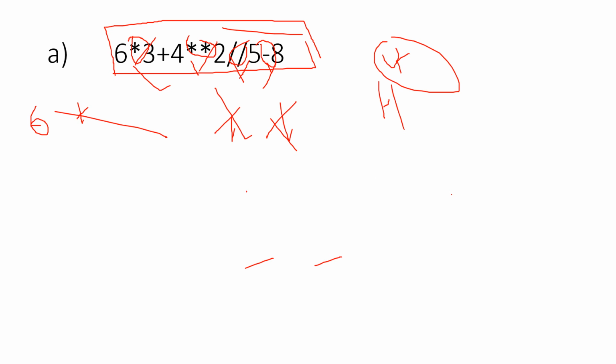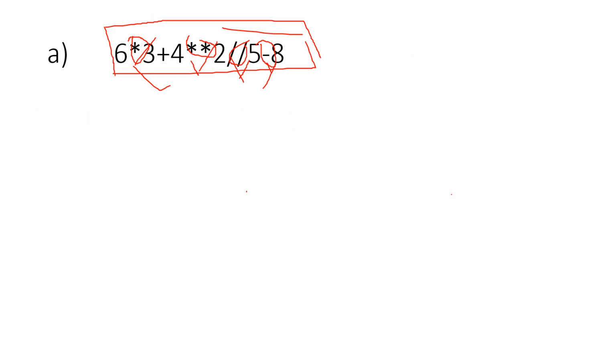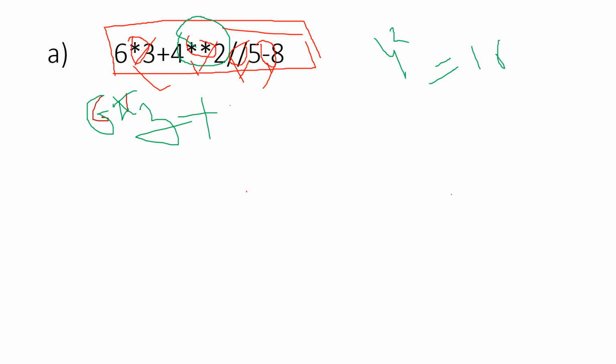Okay. Wait a second, bear with me. So we have it like that. First of all, it will remain like that: 6 into 3 will remain the same, and then plus will also remain the same. Let me take a different color. This will be evaluated first: 4 raised to power 2 is equal to 16. So we'll write here 16. Then we have floor division, and then we have 5 minus 8.